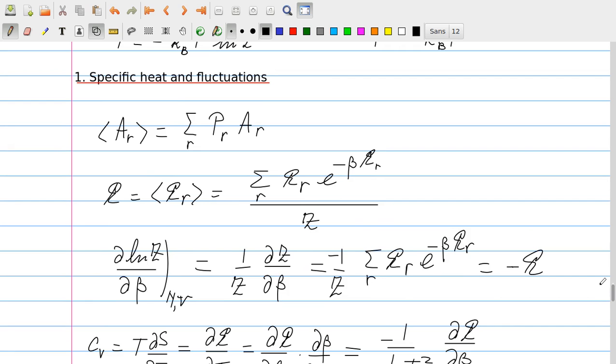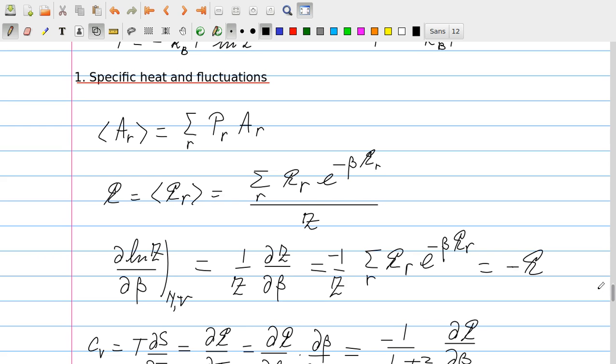And to see this, we first give the general rule for calculating an expectation value of some quantity A. We take A in the state r and we multiply that by the probability to be in state r, and we sum over all the states. So it's the standard way of calculating expectation values. And now we apply that to the energy. So the energy is the average value of E_r, and so this is the expression for the energy.